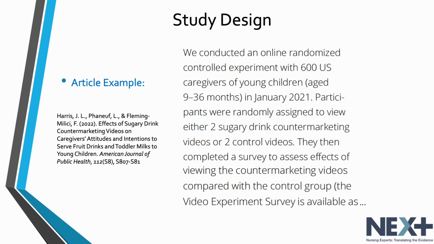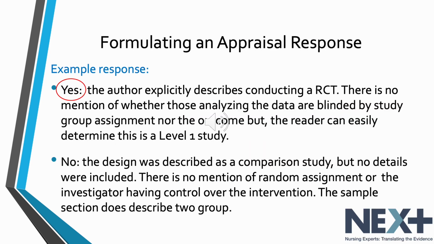Let's look at an excerpt from a study to answer our appraisal question. As you look for the information about the design, evaluate if the description is clear enough to determine the level of evidence based on the hierarchy of evidence. In our example, the design was easily found in the text. The author clearly reported using a randomized controlled trial. This allowed us to identify that this study provides level 1 evidence.